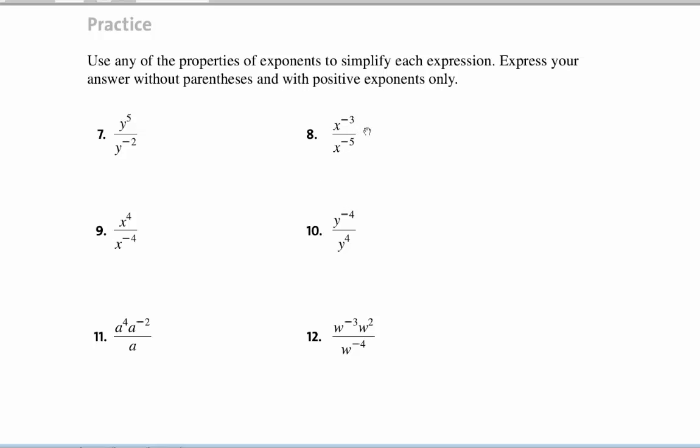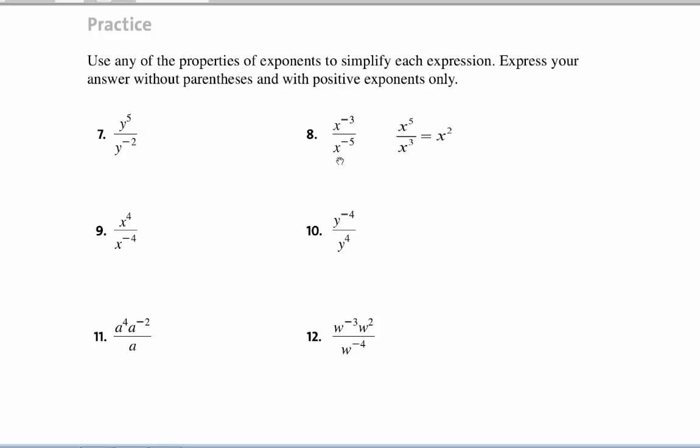So problem 8, we have x to the negative 3 over x to the negative 5. We have a couple of options here. We could simply bring the x to the negative 5 to the top and make that exponent positive, and bring the x to the negative 3 to the bottom and make that exponent positive. Or we could do the math, x to the negative 3 minus negative 5, and simplify.